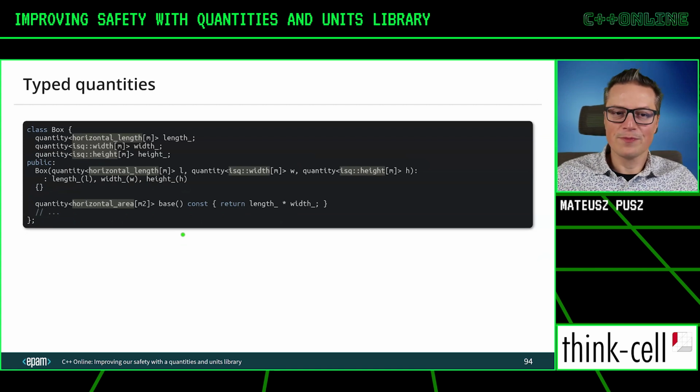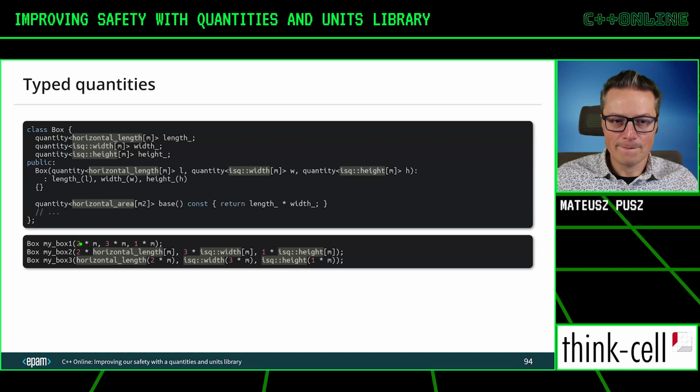And with all of those, you can implement our box in such a way. We have quantity of horizontal length, width, and height, constructors of horizontal length, width, and height, and horizontal area being returned here. If you choose to be unsafe, you can provide those values as plain numbers, but you may also specify that you want to be explicit, saying I have horizontal length, width, and height, and this will be type safe.